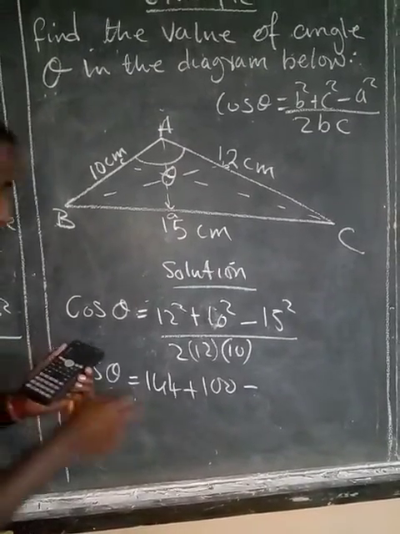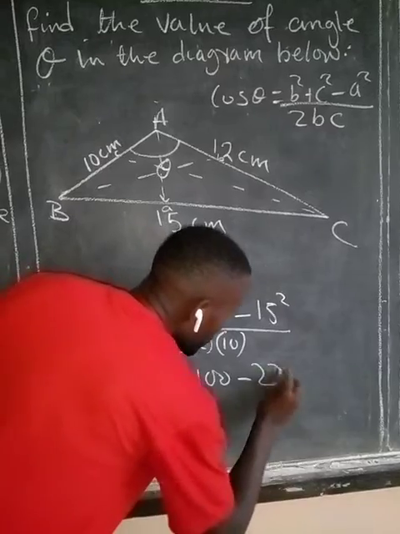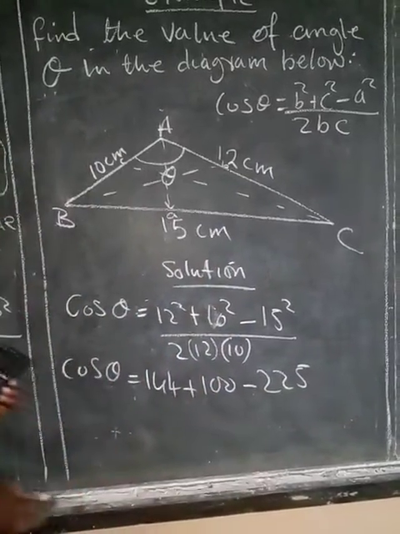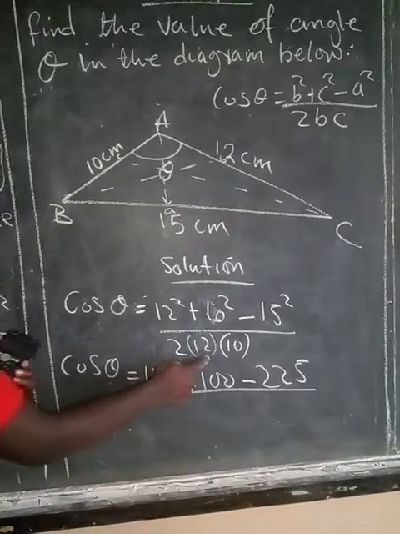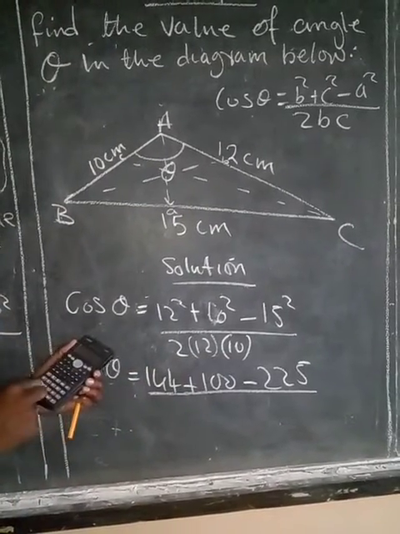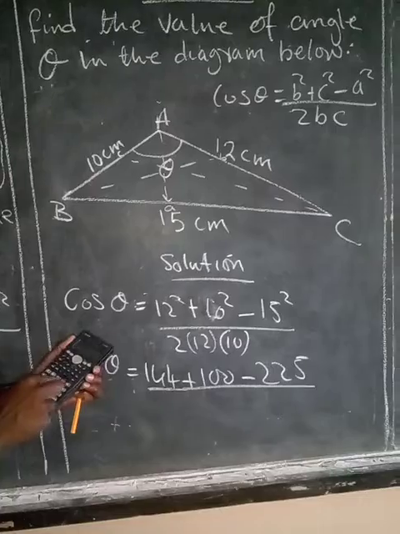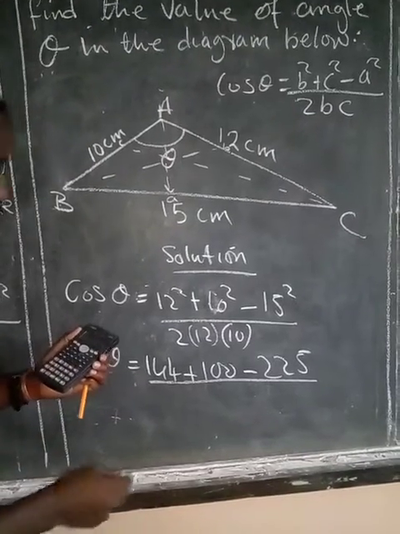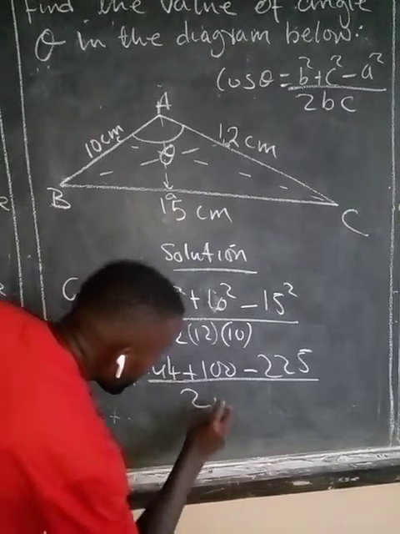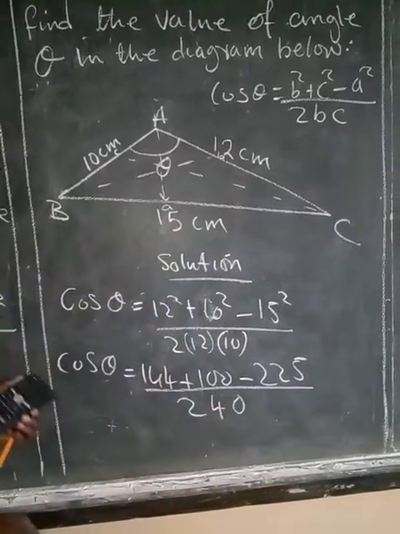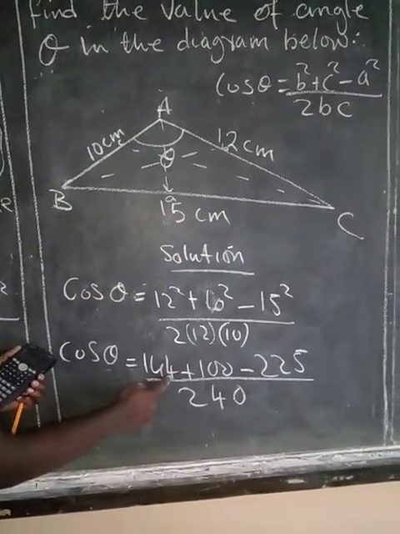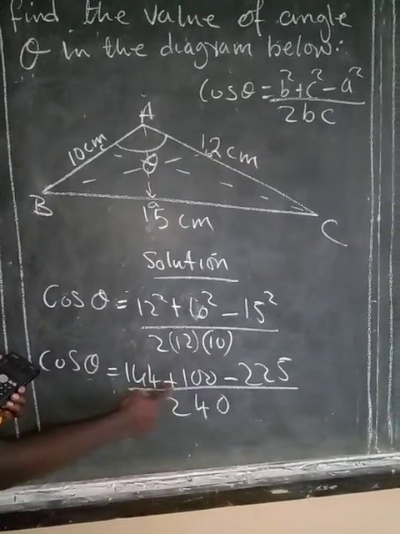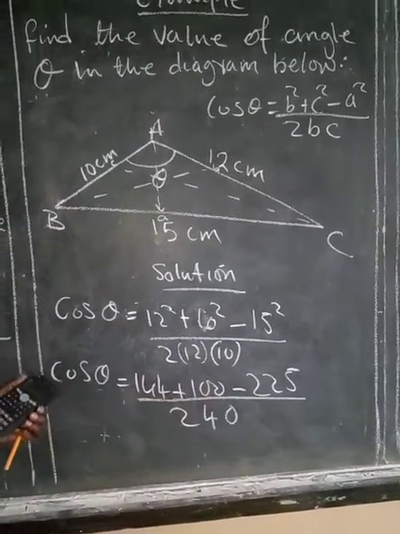15 squared is 225, sorry, 225, over, what is 2 multiplied by 12 multiplied by 10? So use your calculator. 2 multiplied by 12 multiplied by 10, we are going to have 240. So you simplify it further by simply saying 144 plus 100 minus 225.